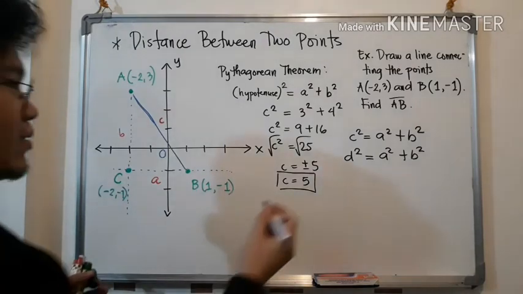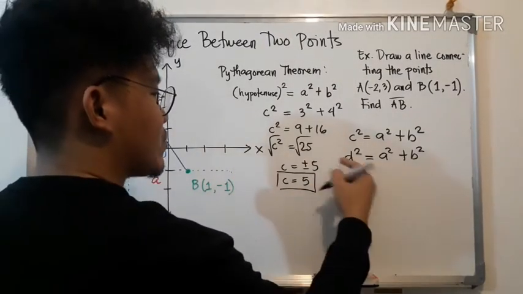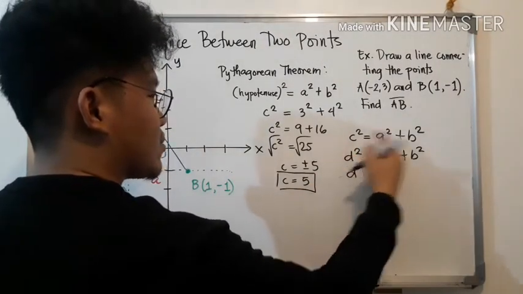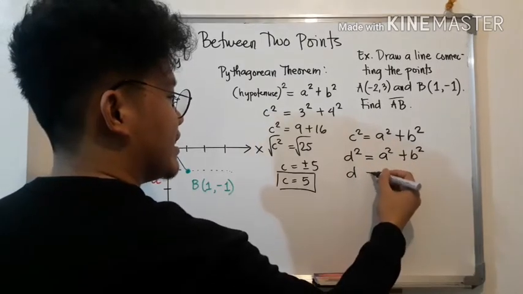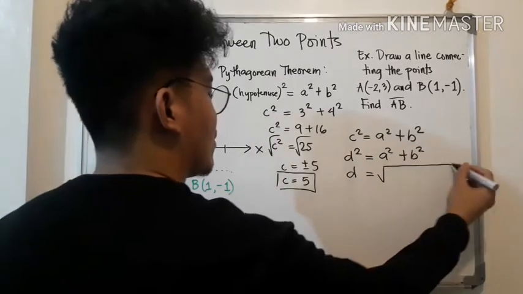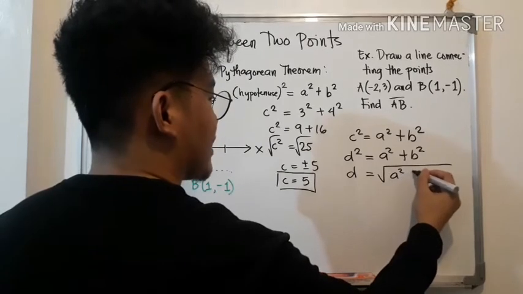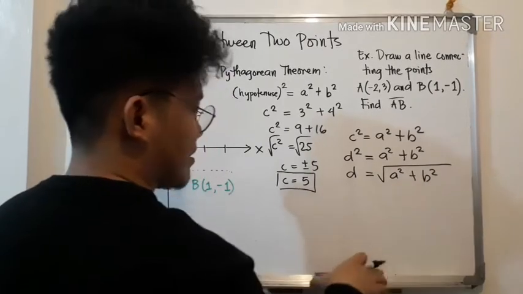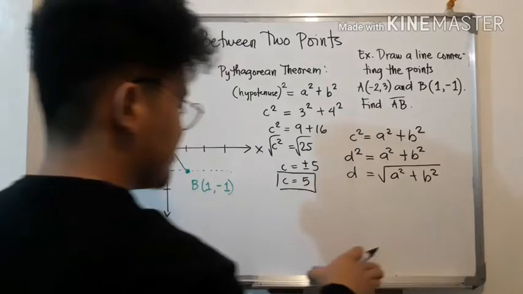Okay. So, we have d squared, getting the square root of both sides of the equation, we get d is equal to the square root of a squared plus b squared. Haba ng line. Okay, now ngayon.